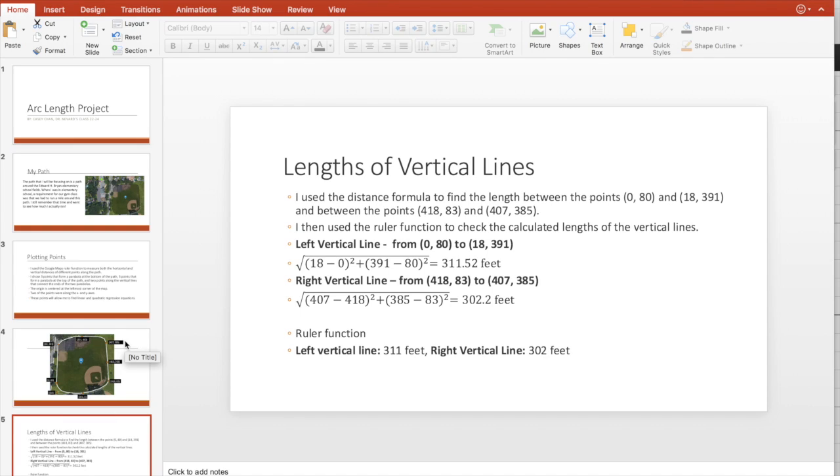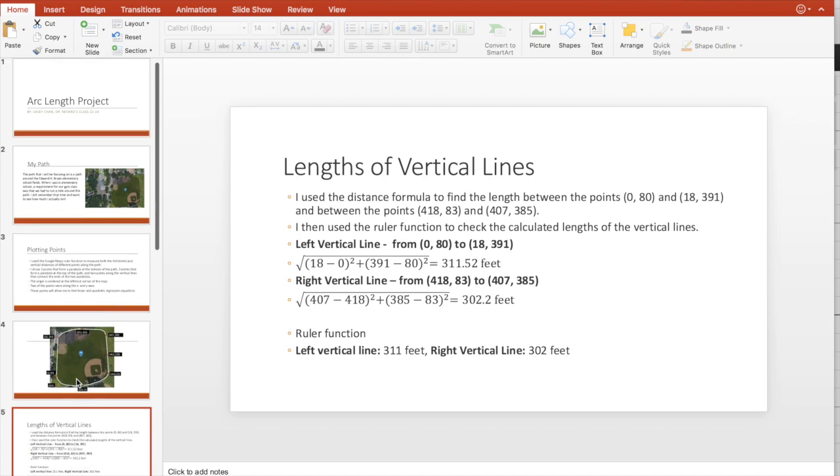I then used the distance formula to calculate the lengths of the vertical lines. The two lines connected the points (0, 80) to (18, 391) and (418.83, 407.385). I then checked my calculated distances using the ruler function on Google Maps. The lengths recorded by Google Maps closely matched the distances that I had calculated, namely 311.52 feet and 302.2 feet.